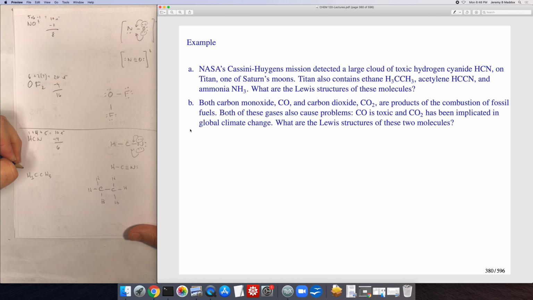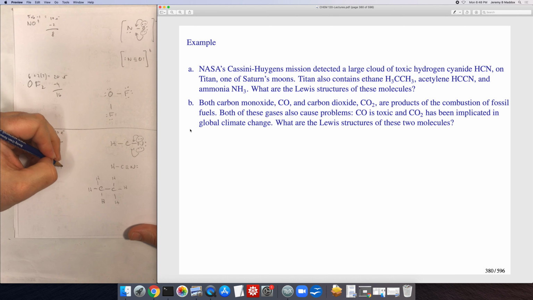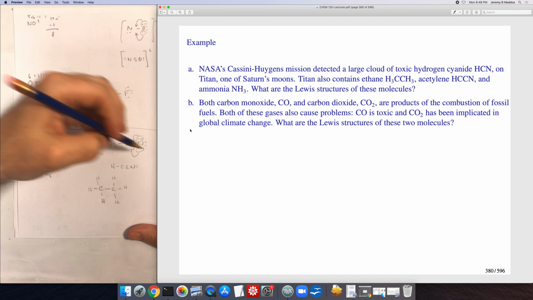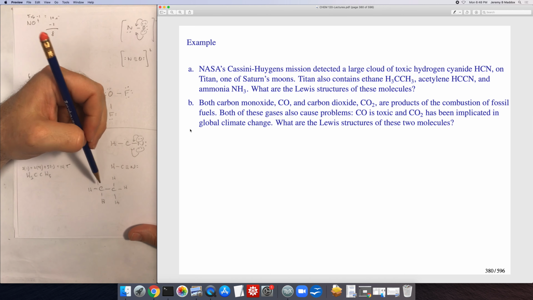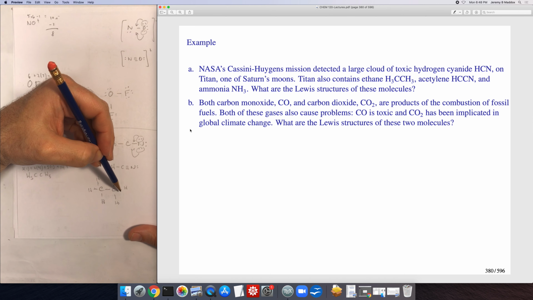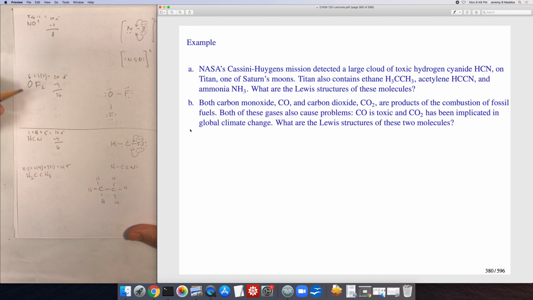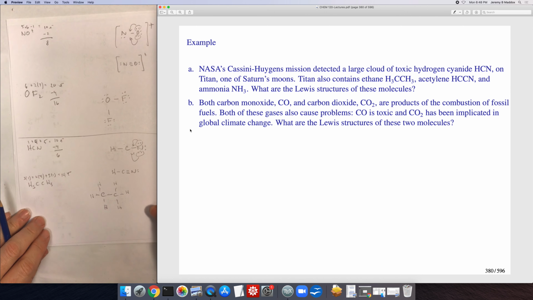So we've got 3 times 1 plus 2 times 4 plus 3 times 1. So we've got 8, 9, 10, 11, 12, 13, 14. 14 valence electrons. If you count out the ones that I've already added, it's 2, 4, 6, 8, 10, 12, 14. We're done. Okay, so the skeleton structure that we came up with is the correct Lewis structure for this species.